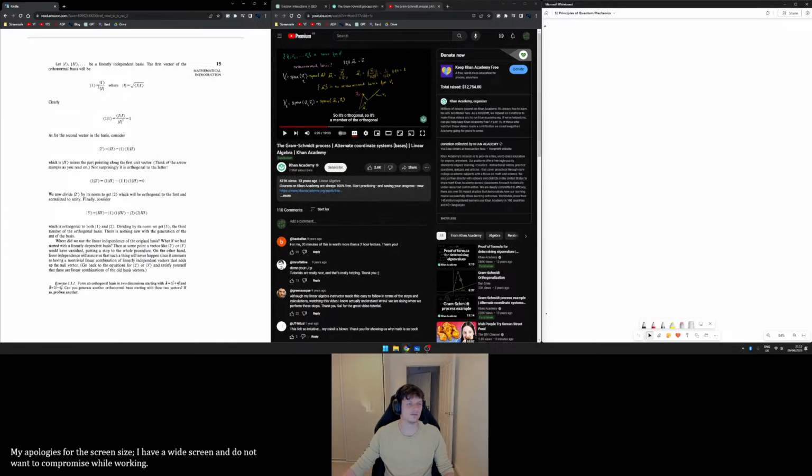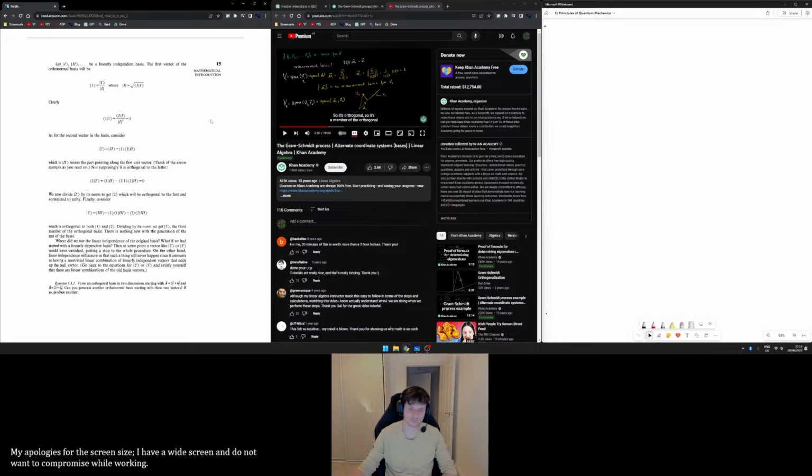So the basis vector 1 is equal to ket I divided by the magnitude of I, where the magnitude of I is the square root of the inner product. Clearly, the inner product of the basis vector 1 with itself is equal to the inner product divided by the magnitude squared, which is equal to 1.